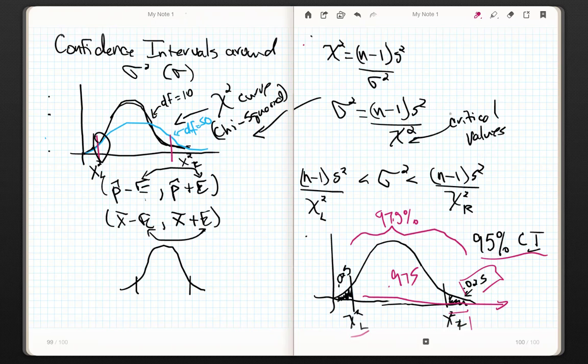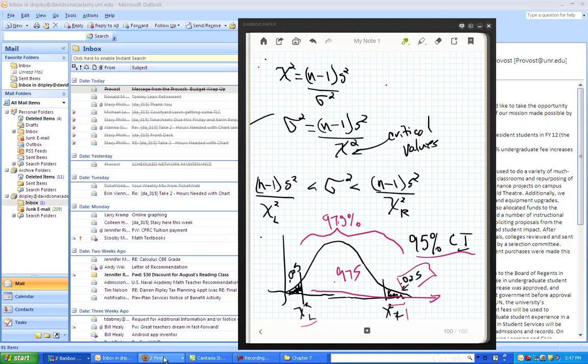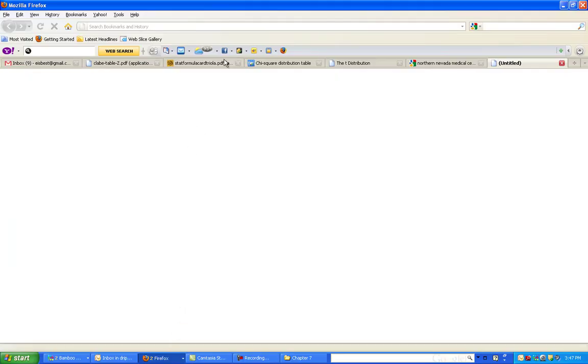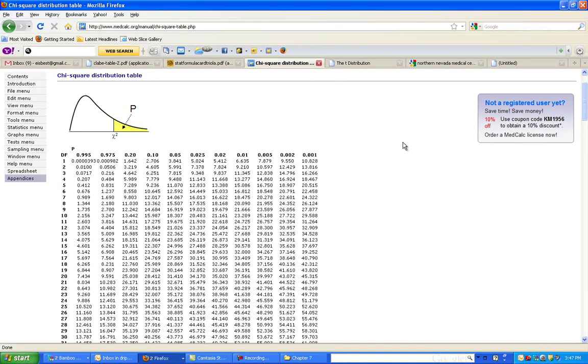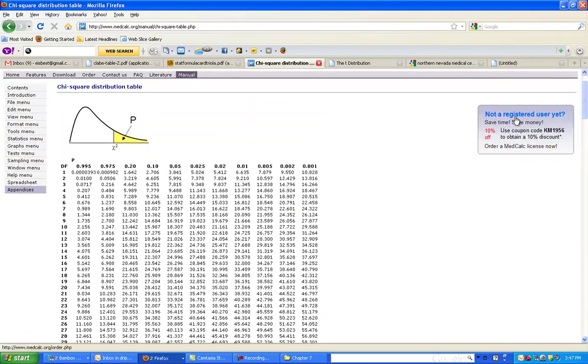Now, let's do that right now. We are going to find these critical values, this chi-squared left and this chi-squared right. I'll change the color of my pen, and we'll go to a chi-squared table. Let's see if I can find a chi-squared table around here somewhere. Man, I got all kinds of stuff open, don't I? All right, you ready? Oh, there's a chi-squared distribution. Look at this. All right, well, I'll show you both of them.